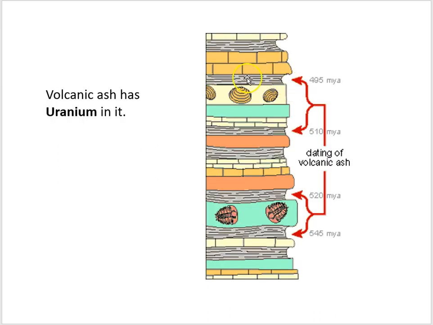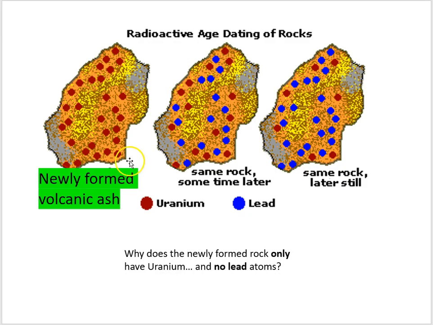So again, back to our picture then, if we want to know how old these fossil shellfish or the trilobites are, we want to measure the age of the volcanic ash above and below the fossil of interest. Volcanic ash indeed has uranium in it. So we can imagine these little chunks here would be chunks of volcanic ash. And so this would be newly formed volcanic ash that will undergo radioactive decay.